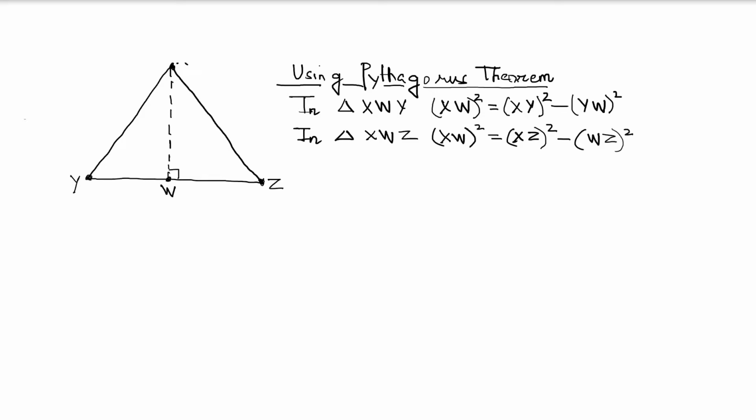So once we have done this, then we can assume, let's say this is equation 1 and this is equation 2. So now talking about equation 1, what are we saying? We are saying xw whole square is equal to xy whole square minus yw whole square.